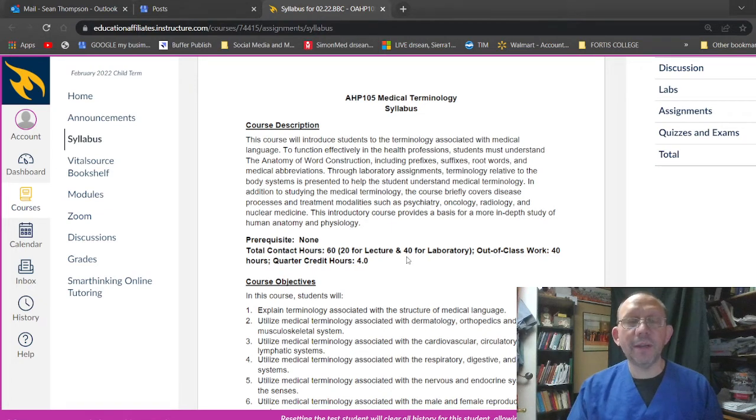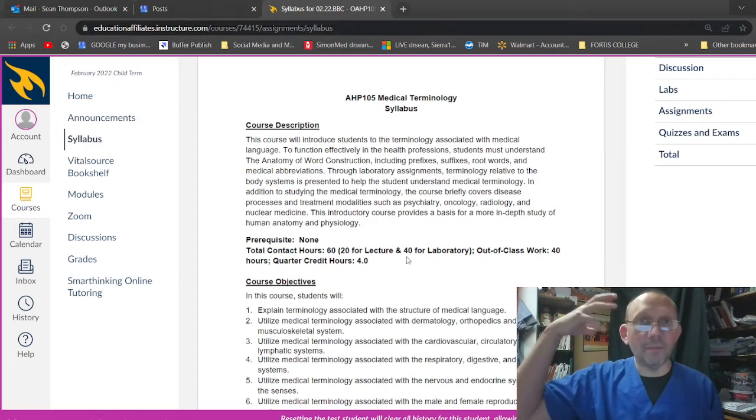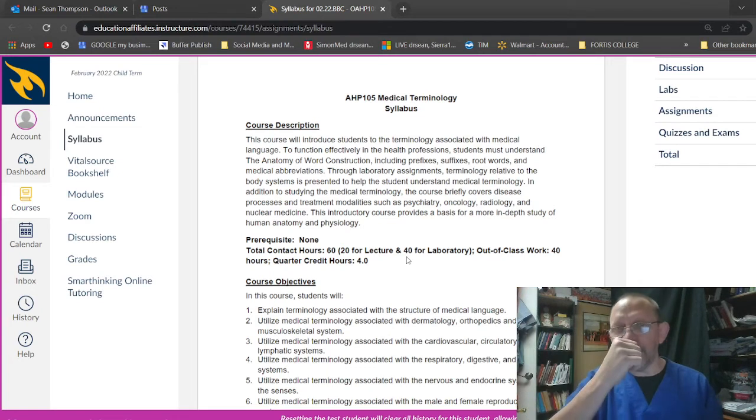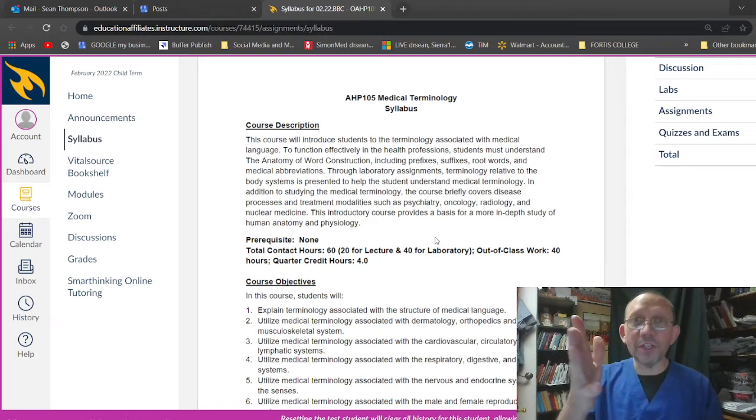In addition to studying medical terminology, the course briefly covers disease processes and treatment modalities such as psychiatry, oncology, radiology. Psychiatry has to do with the psyche, the brain. Iatry means getting into, really, and ology means study. So oncology, the study of tumors or cancer. Radiology, the study of radios. No, I'm just kidding. Actually, it's a study of radiation, so that's going to be x-rays. And nuclear medicine. This introductory course provides a basis for an in-depth study of human anatomy and physiology, which you guys are probably also going to take.